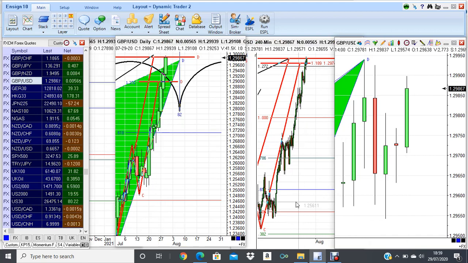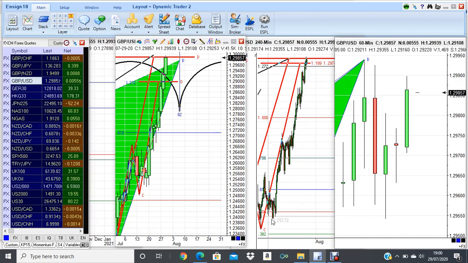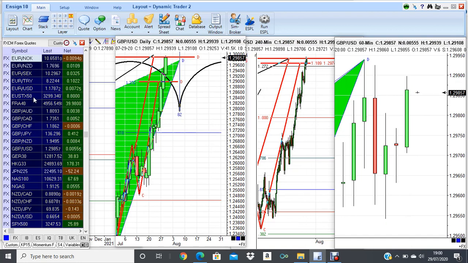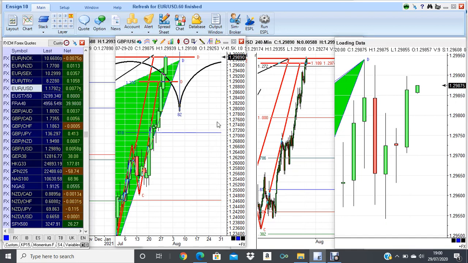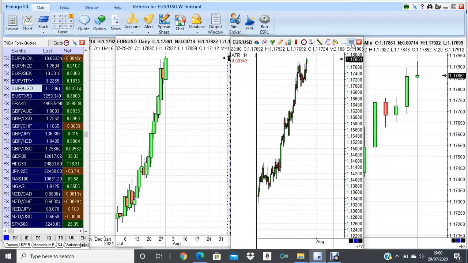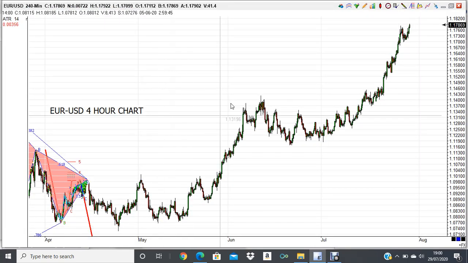So while we're on, let's have a look at one or two of the other dollar pairs. Let's have a look at the euro dollar. That looks like it wants to make the high. That's still heading higher, look. And a beautiful ABCD structure coming in here, isn't there?